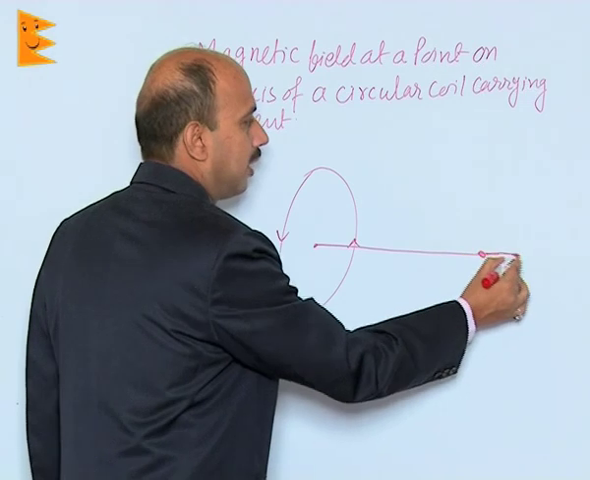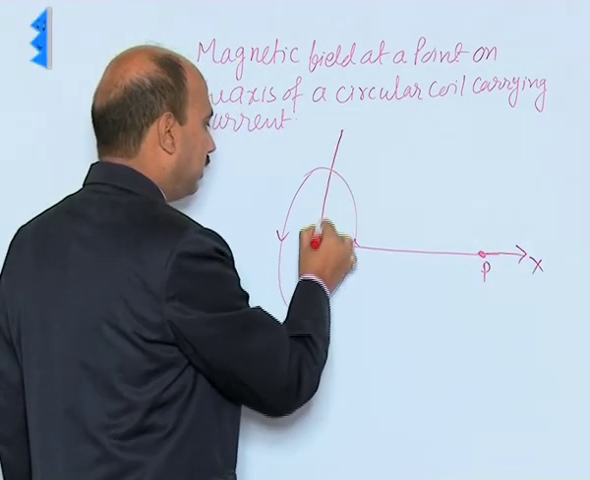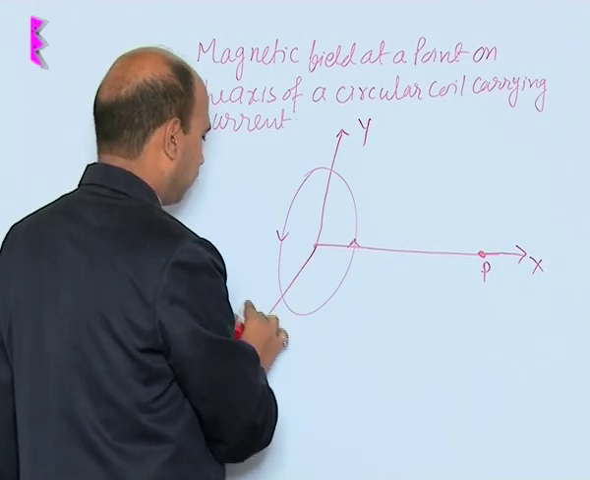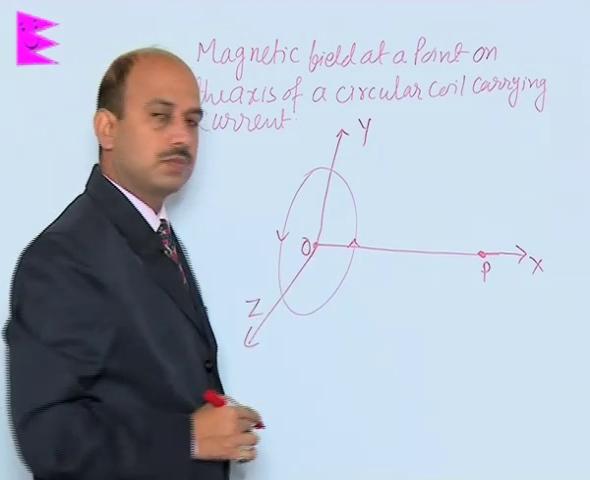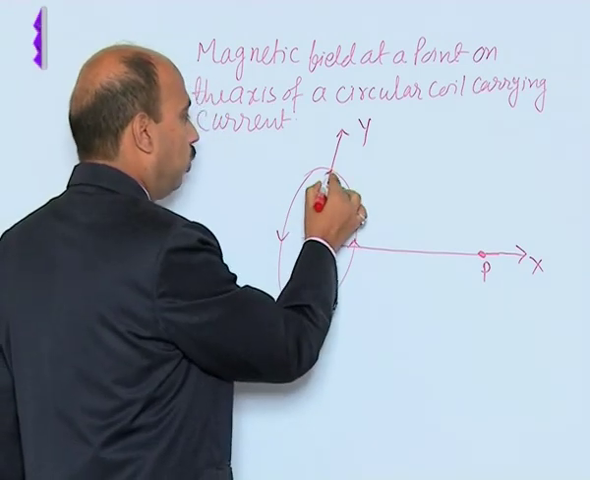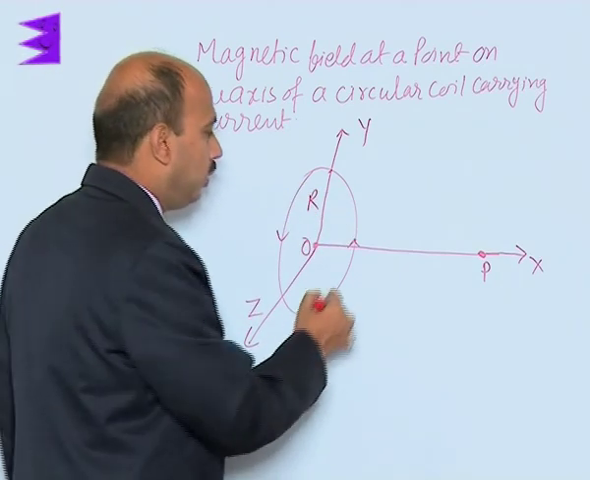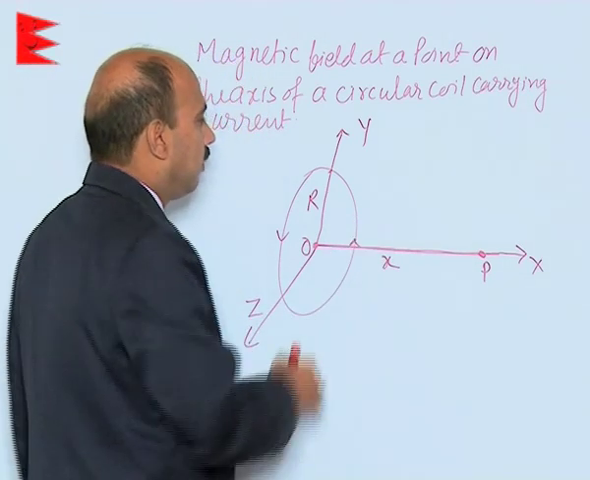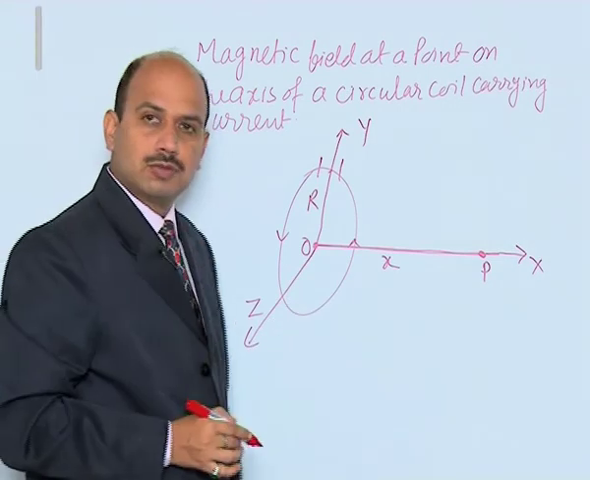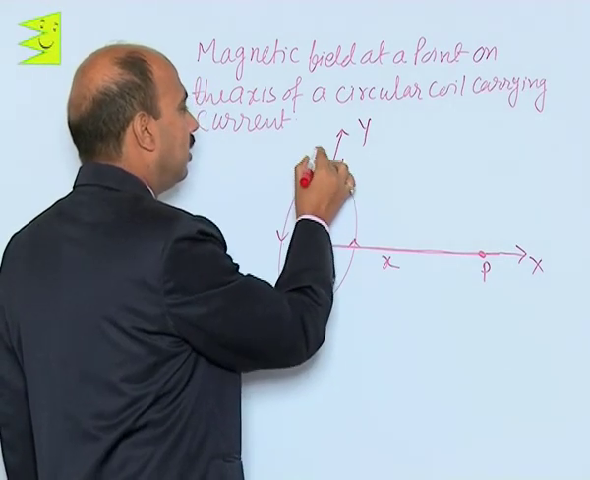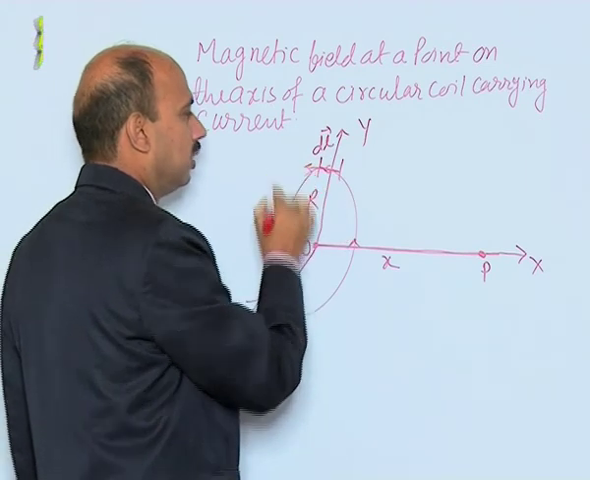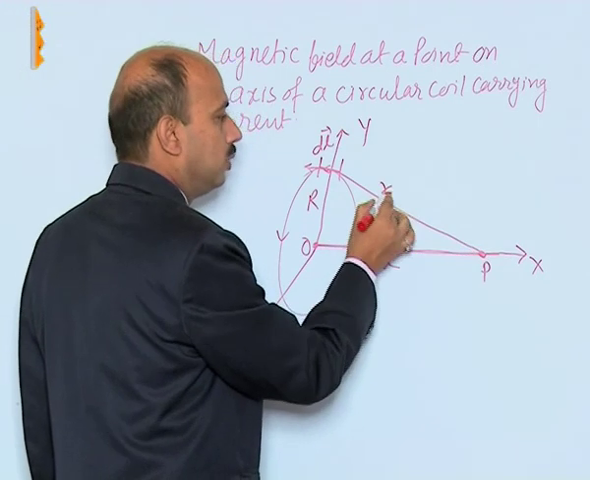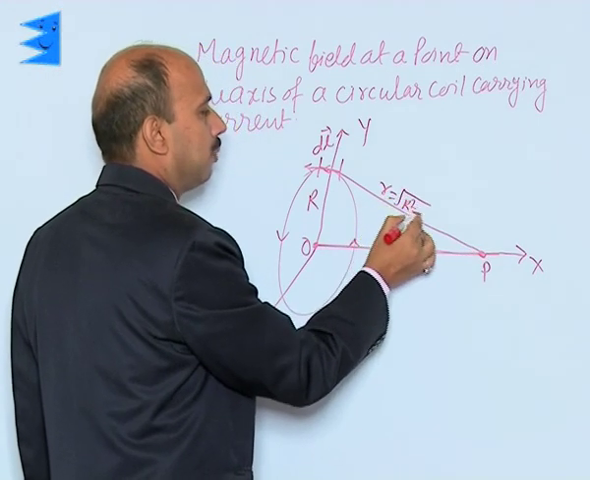This we can take as x axis, this as y axis, and this as z axis. This point is O. Suppose the radius of the loop is r, and we are going to get magnetic field at a point on the axis at a distance x from the center. First we assume a small current element, whose length is dl, and the distance from this dl to this point is, suppose, this is r, which is equal to the square root of r square plus x square.